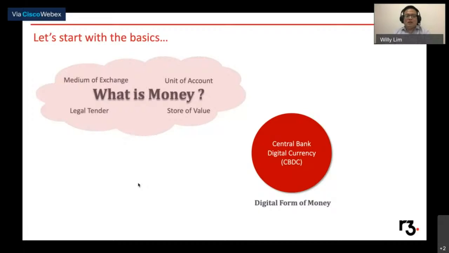So these four things help us to identify why there's a need for a CBDC in the current form in our ecosystem nowadays. We do have a medium of exchange, unit of account, and store of value, but one thing that is missing is a digital version of a legal tender.